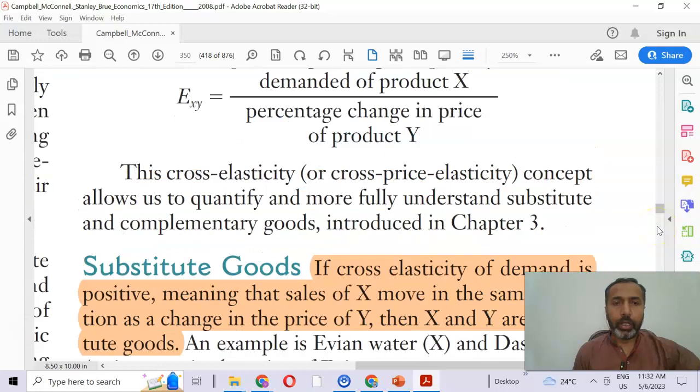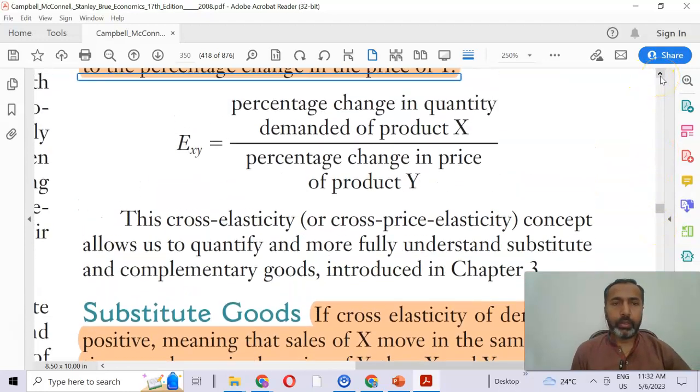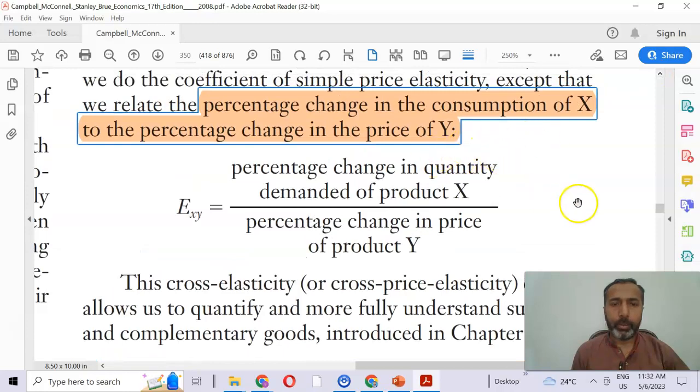Quantitatively, we calculate the cross price elasticity of demand by dividing the percentage change in quantity demanded of product X by the percentage change in the price of product Y. When we were discussing the simple price elasticity of demand, the numerator and denominator belonged to the same product, while in cross elasticity of demand, the numerator is the percentage change in quantity demanded of one product, while the denominator is the percentage change in the price of another product.